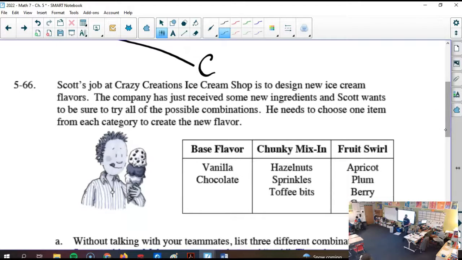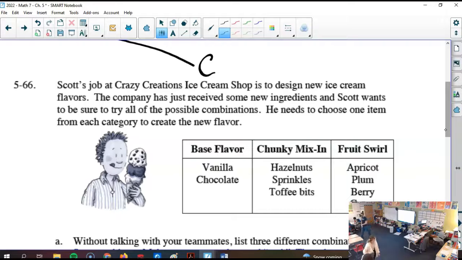Work with your team to figure out how many total new flavors. You might want to leave space between stuff, right? You might want to leave stuff spread out. You guys, you might want to scooch down on your paper. If you're working left to right, you might want to scooch down. Nice. Your C looked like a G for a second before I got confused. Just for a second.